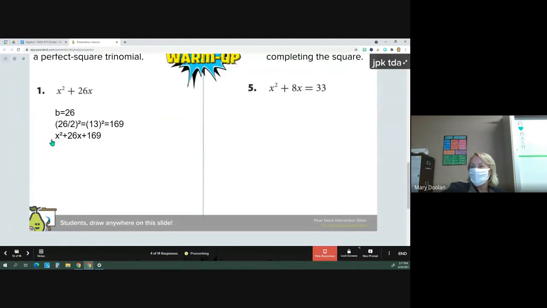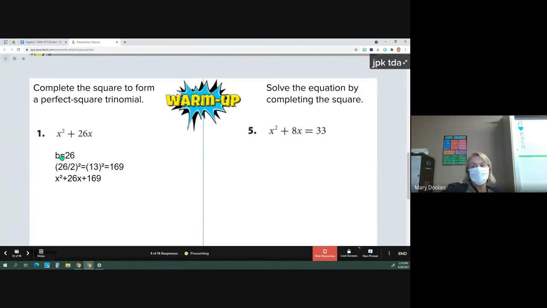This person here actually has the correct answers. So B is the term. You look at the x term and you look at the coefficient. So since 26 is right here, we're going to take that, divide it by 2, and then we're going to take that answer and square it. And so we're going to add 169 to this binomial, and that turns it into a perfect square trinomial.